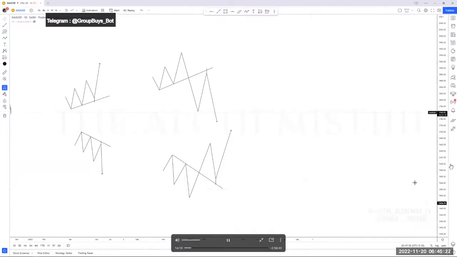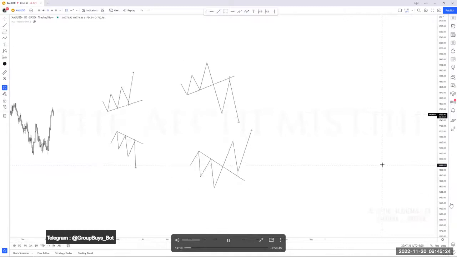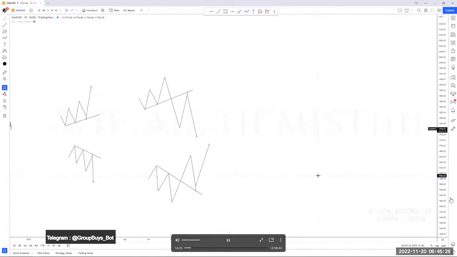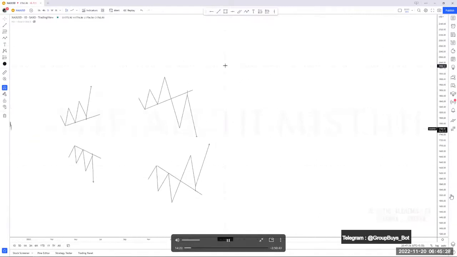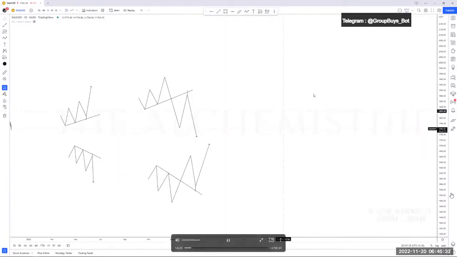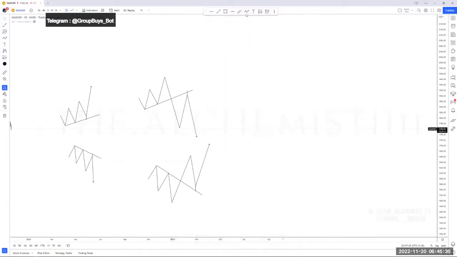Now the next one will be a reversal trend line. Not something that I love, but yeah, you can use it. Because when a reversal trend line appears, with other confluences, you can assume that the market is gonna change its trend. So the reversal trend line will be something like this.